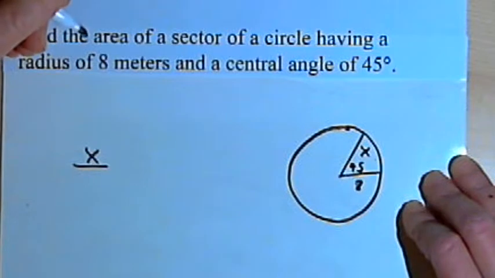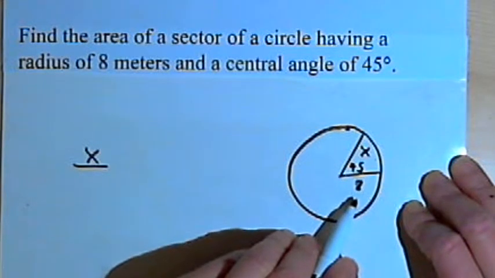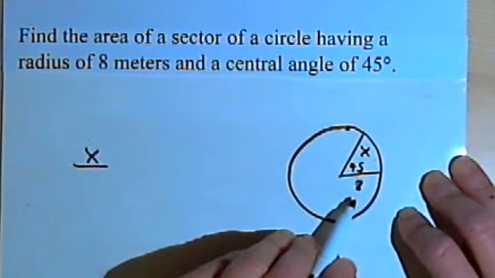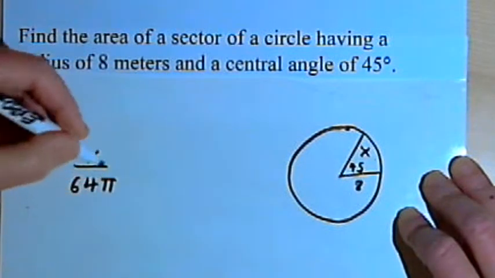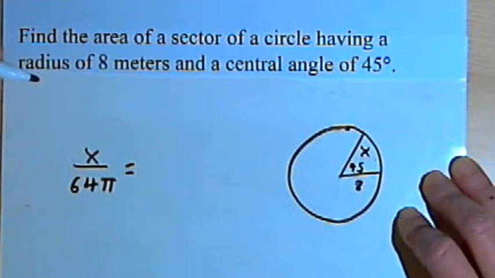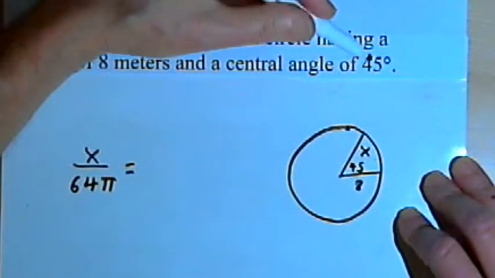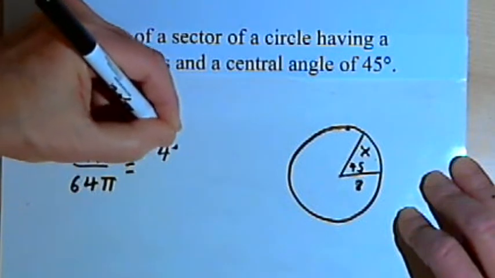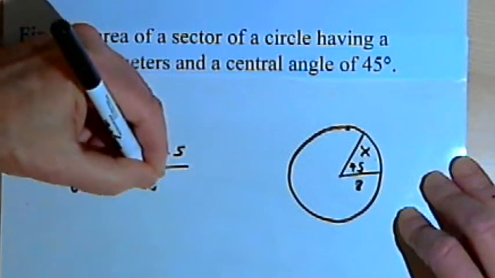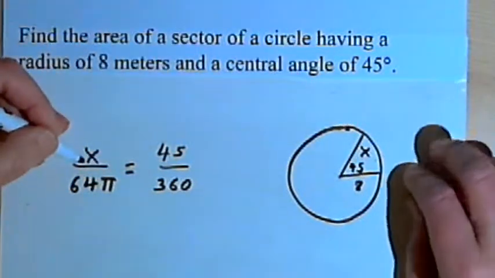Remember, area is pi r squared, and r, in this case, is 8. So 8 squared is 64. That would be pi times 64, or just 64 pi. And now I'm going to make an equation. I'm going to set that fraction equal to another fraction. This fraction will have the central angle as its numerator. That's 45 degrees. I'll just write 45 over 360, the number of degrees in the entire circle. And now I just have to solve for x.